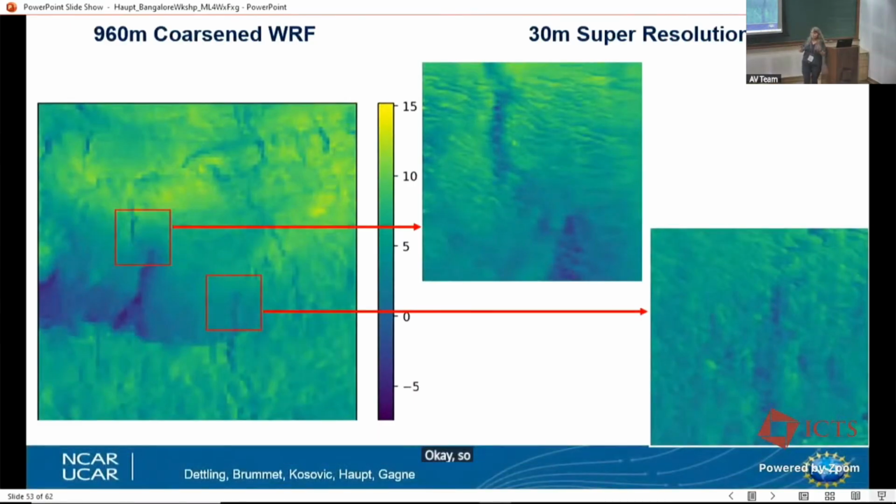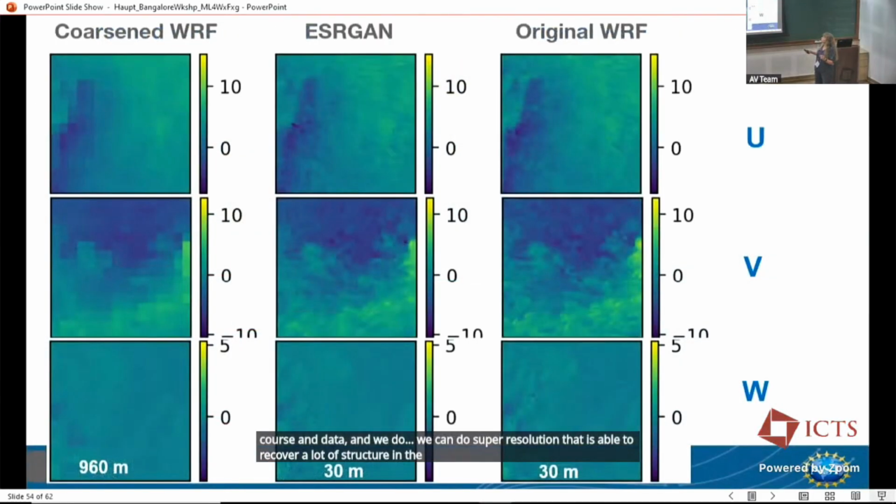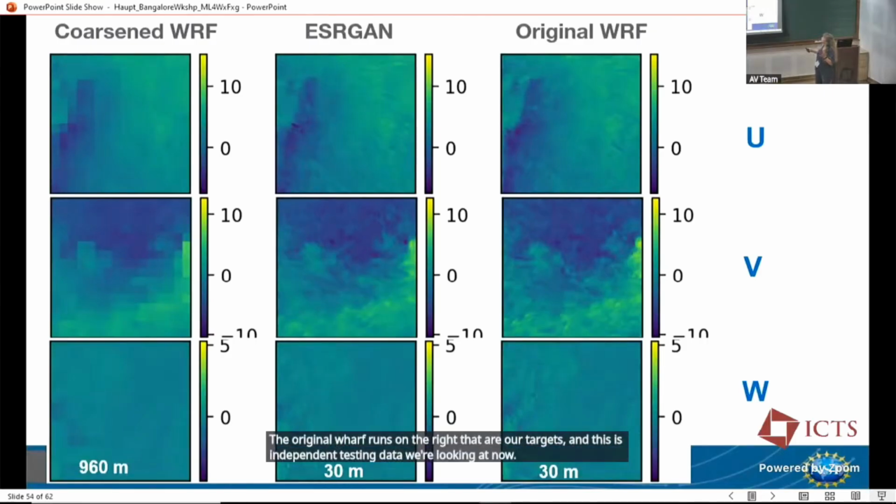Okay, so what do the results look like? We start with coarsened data, and we can do super resolution that is able to recover a lot of structure in the data. So when we look at the coarsened input data, the original WRF runs on the right that are our targets, and this is independent testing data we're looking at now, and then the results of our enhanced super resolution GAN in terms of U, V, W. You see we're recovering parts of the turbulence.